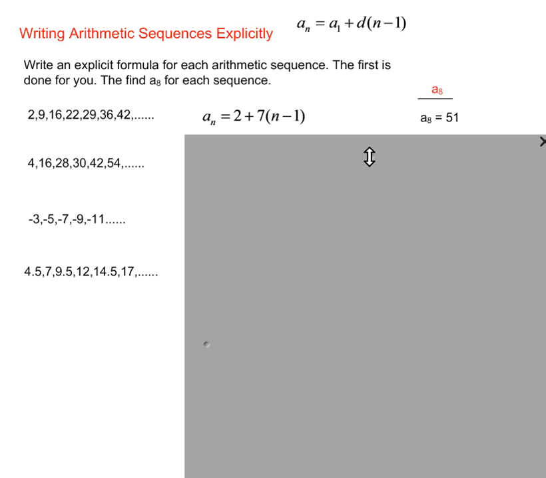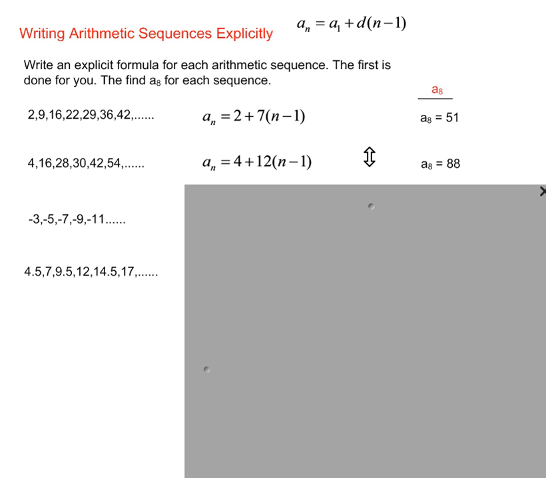Okay, we're back. The next sequence is going to be a sub n is equal to 4, the starting value. We can see that it's going up by 12 each time, so it's 12 times n minus 1. Plug in 8, and we're going to get a sub 8 is equal to 88.